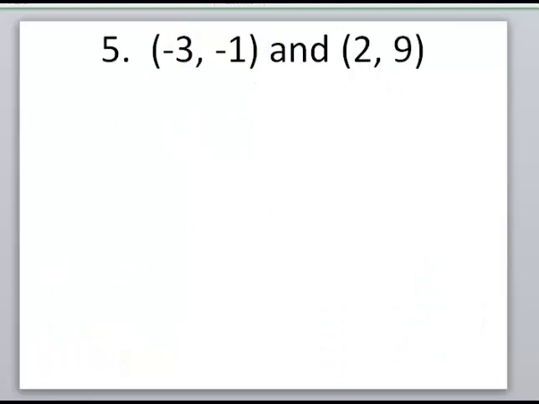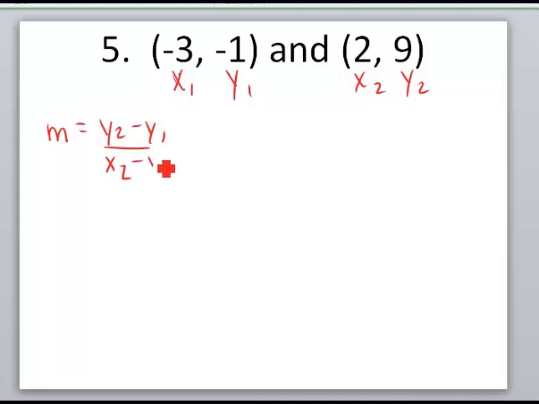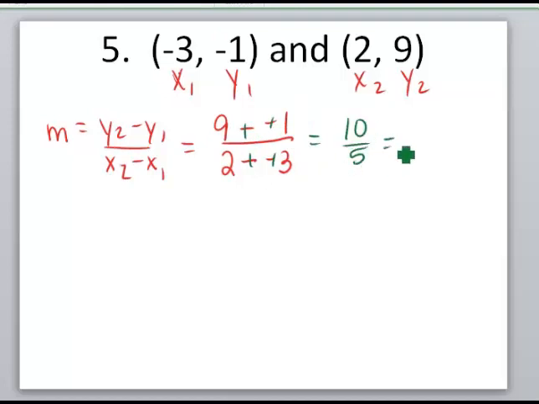I have 2 more examples I'm going to run through so that you see plenty of examples of this. x1, y1, x2, y2. Slope, y2 minus y1 over x2 minus x1. So y minus y, 9 minus negative 1 over x minus x. 2 minus negative 3. Change my signs to plus the opposite. So I end up getting 10 over 5. 10 over 5 is 2.